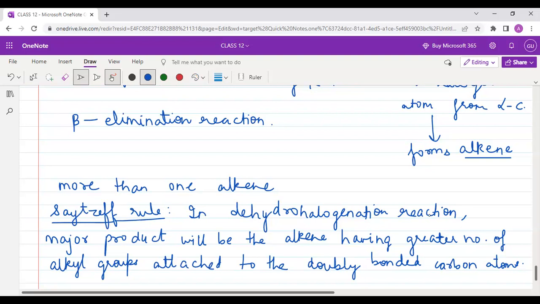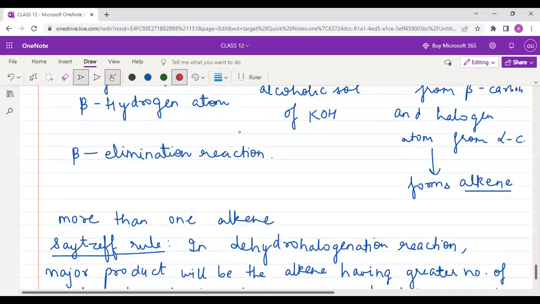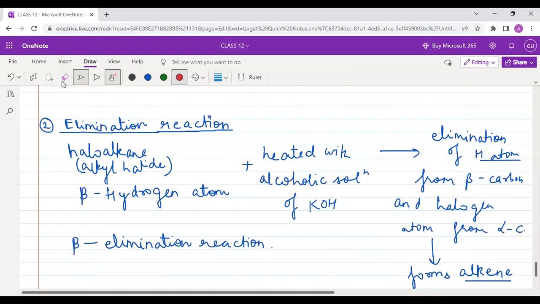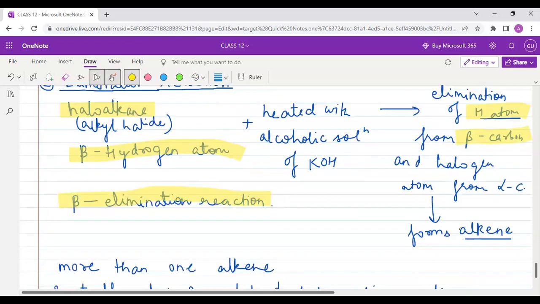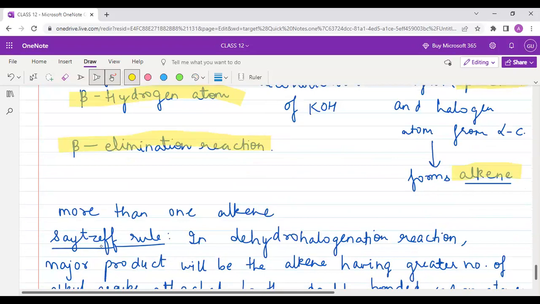Have you written? So in this, what I explained to you is that we'll be taking a haloalkane that has a beta hydrogen atom, and when you heat this in the presence of alcoholic solution of potassium hydroxide, elimination will take place and a hydrogen atom will get removed from the beta carbon. That's why this reaction is called a beta elimination reaction. You should remember this. And the halogen atom is eliminated from the alpha carbon atom and the product is alkene. Now suppose you have some haloalkanes which can form more than one alkene. If there's a possibility of formation of more than one alkene, we apply this rule.